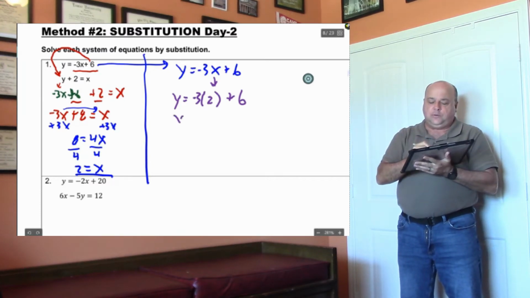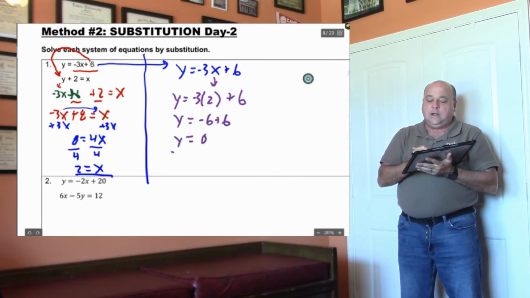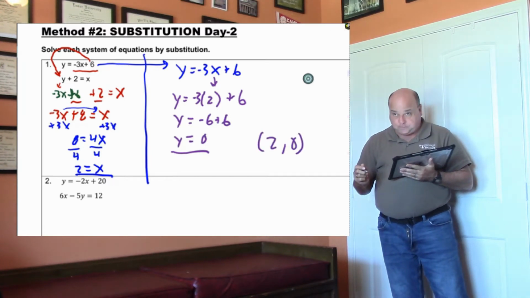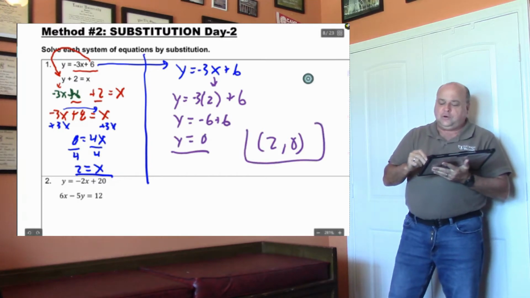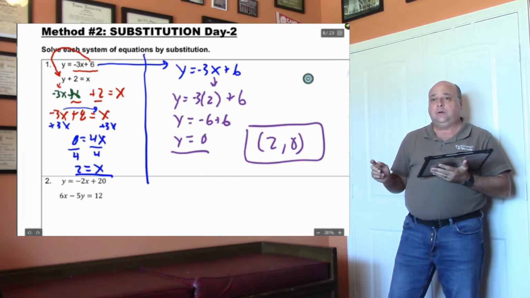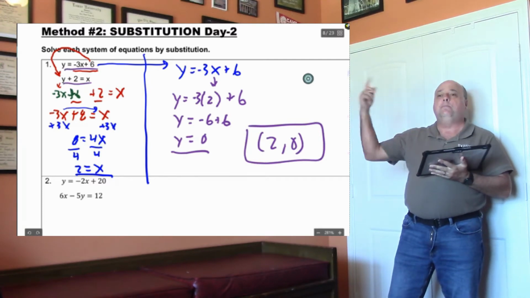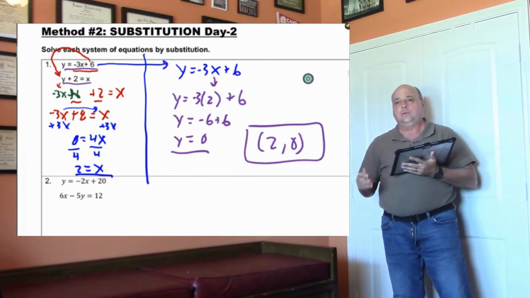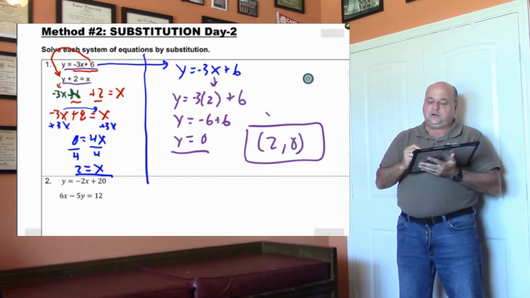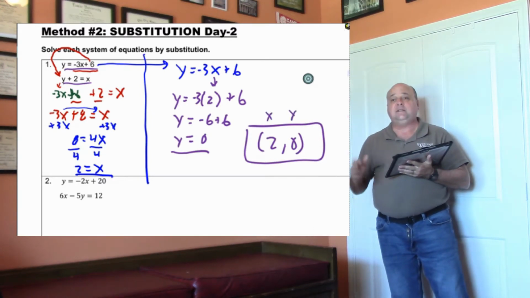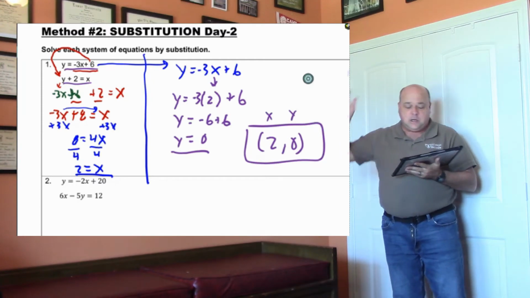Negative 3 times 2 is negative 6. And negative 6 plus 6 is 0. That's okay. So my ordered pair would be 2, 0, which would be on the x-axis, wouldn't it? So these two lines would cross at 2, 0. If you put 2, 0 into these equations, both equations would be true. So 2, 0 is your x and y that makes those equations work. Both of them. That's the only ordered pair that works.